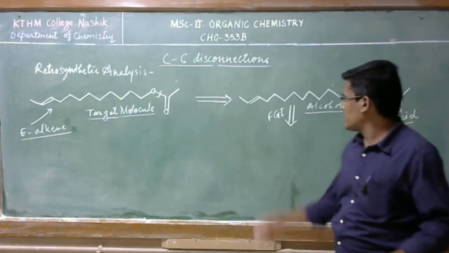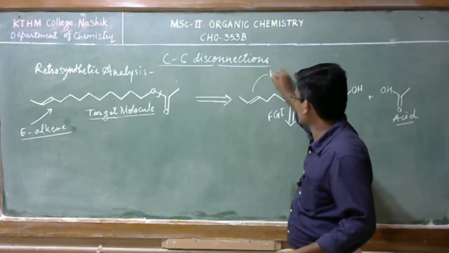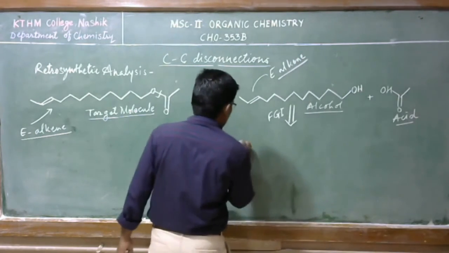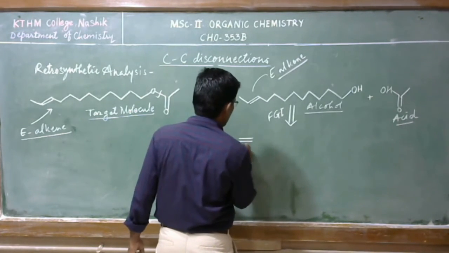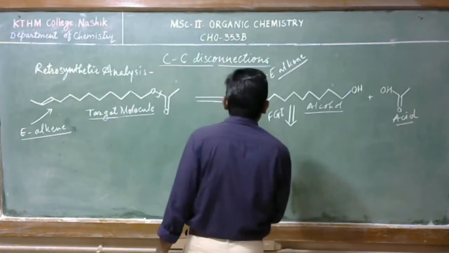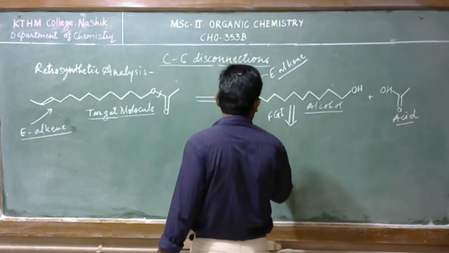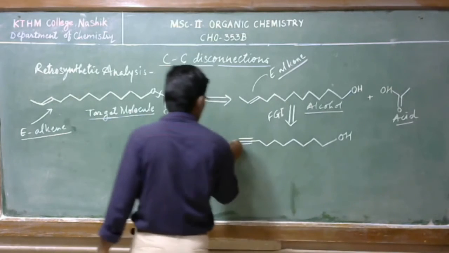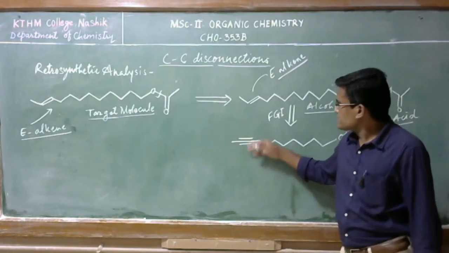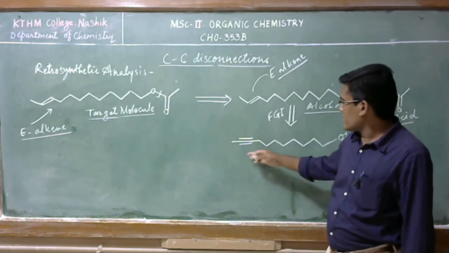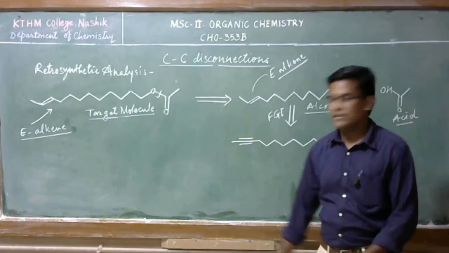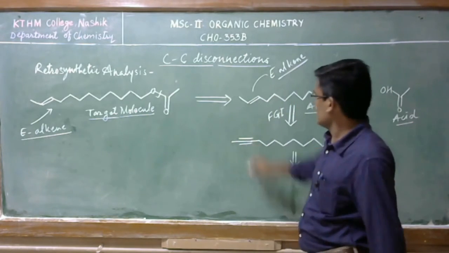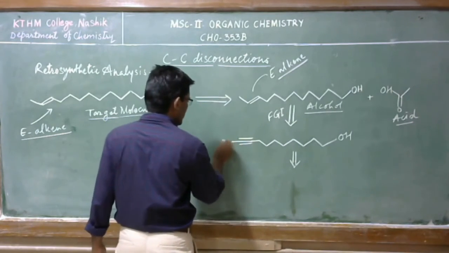and after FGI, this trans-alkene, this E-alkene, we can write like this. This E-alkene can be obtained from its corresponding alkyne. So this E-alkene can be obtained from its corresponding alkyne. So now we have this alkyne and this terminal methyl group.